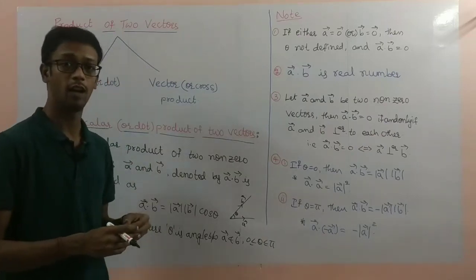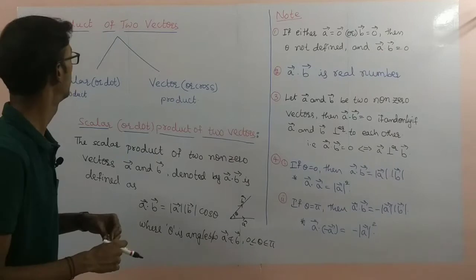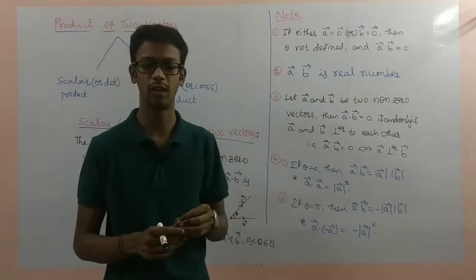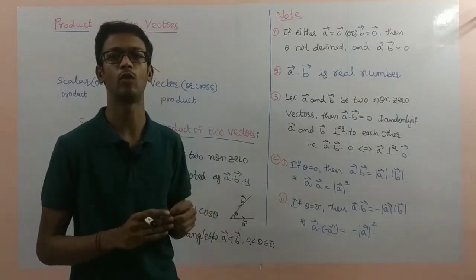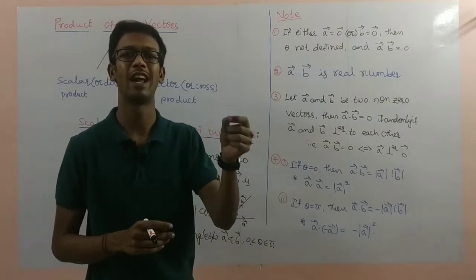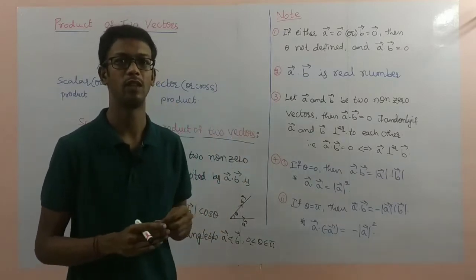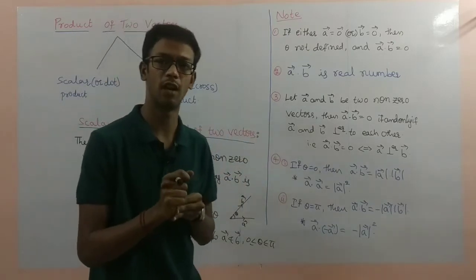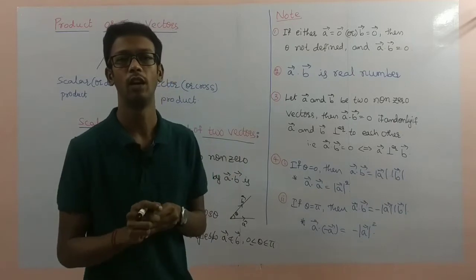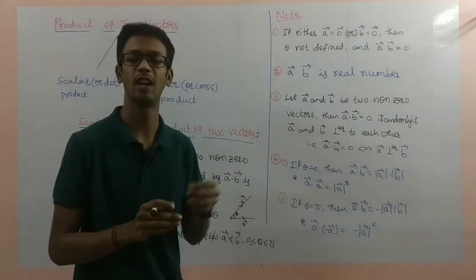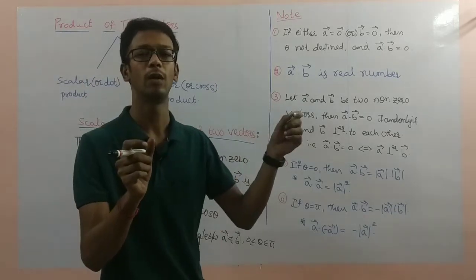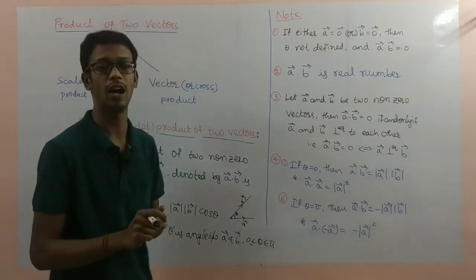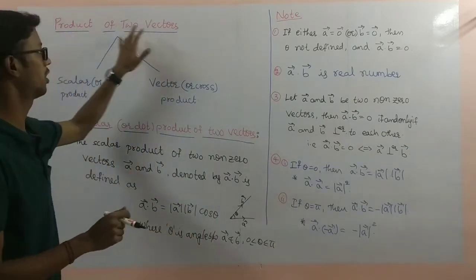Now we start our next concept, the product of two vectors. Before this concept, we discussed the addition of two vectors, subtraction of two vectors, and the product of a scalar with a vector. But we didn't discuss the product of two vectors. In previous classes we discussed one vector multiplied by a scalar, but the two-vector product we didn't discuss. So now we start the concept of the product of two vectors.